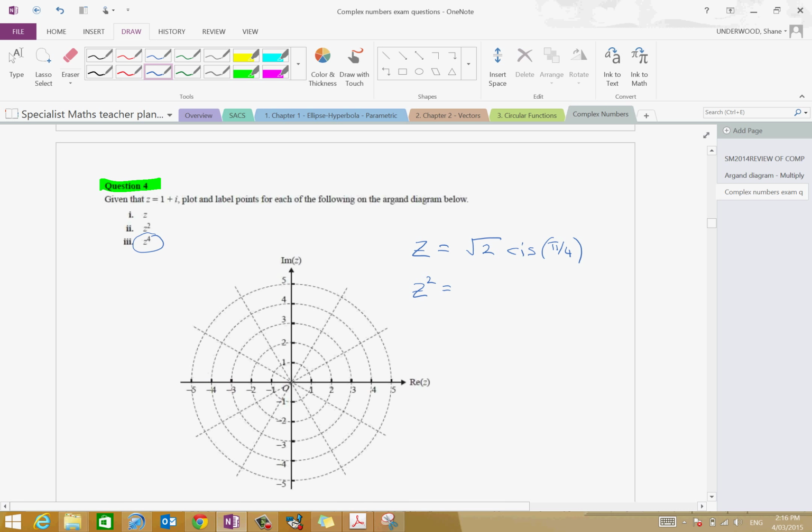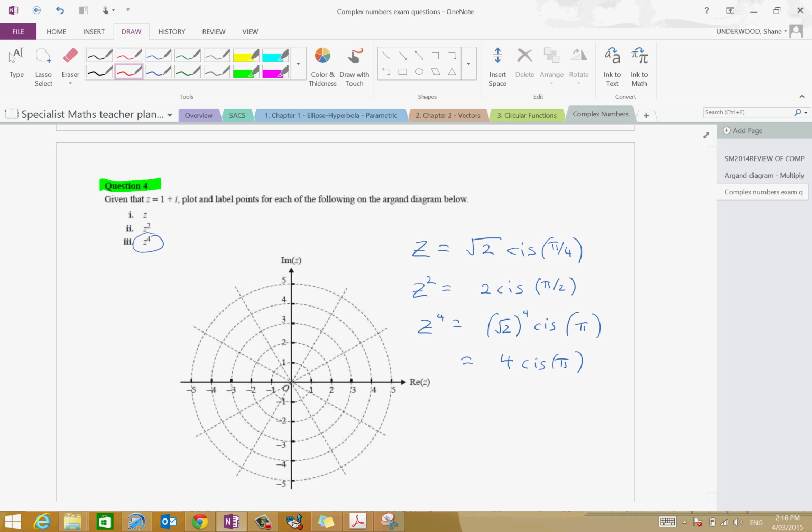Z squared, therefore, using De Moivre's theorem, is root 2 squared, which is 2, cis of pi on 4 times 2. It's pi on 2, isn't it? And z to the power of 4 is equal to root 2 to the power of 4, cis of pi on 4 times 4, which is just pi. Now what is root 2 to the power of 4? 2 squared, which is 4. So 4 cis pi.